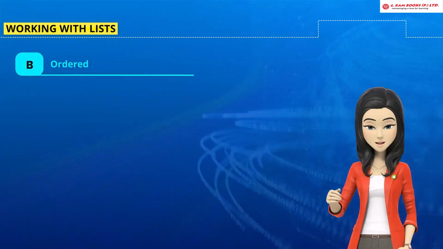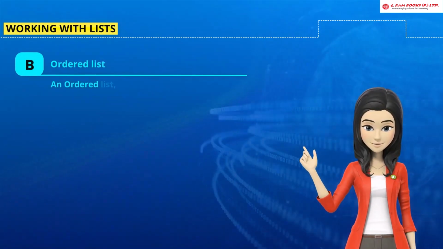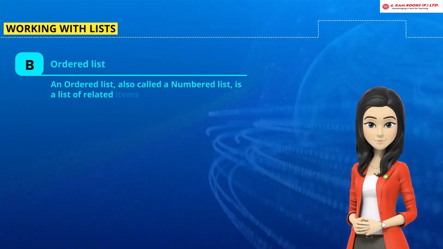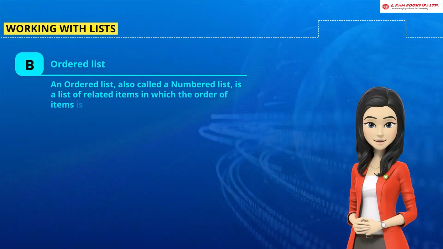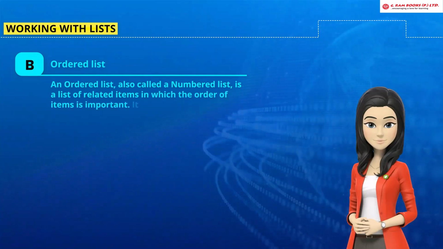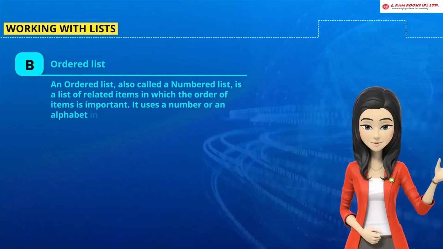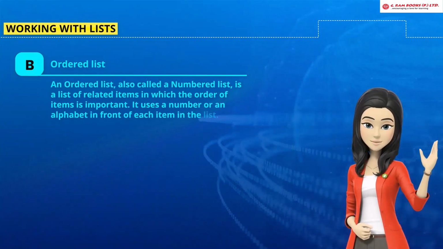Ordered list. An ordered list, also called a numbered list, is a list of related items in which the order of items is important. It uses a number or an alphabet in front of each item in the list.